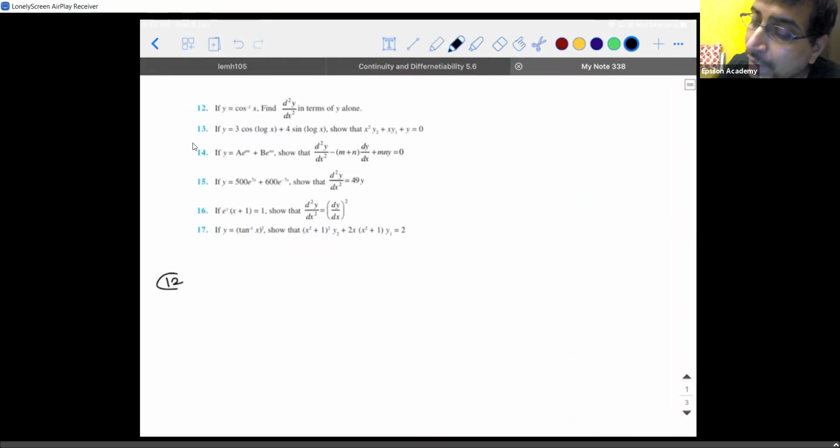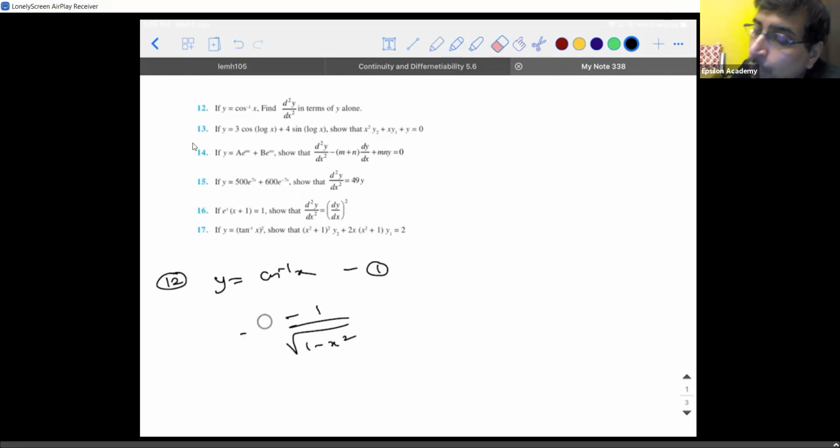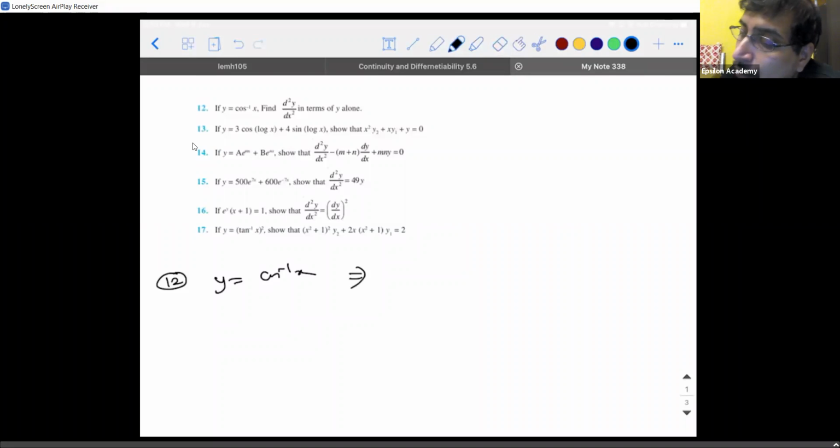Let's do the 12th one. y is equal to cos inverse of x. They're expecting you to write d square y by dx square in terms of y alone. I will take this as equation number 1. What is dy by dx, guys? Minus 1 by root of 1 minus x square. To avoid this, if y is equal to cos inverse x, can I say cos y is equal to x? Correct?